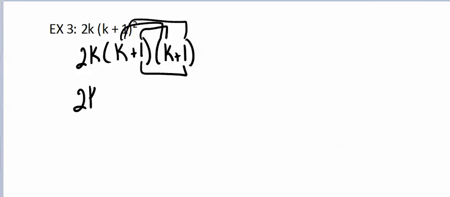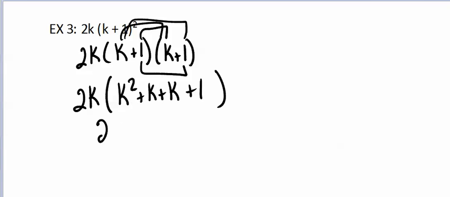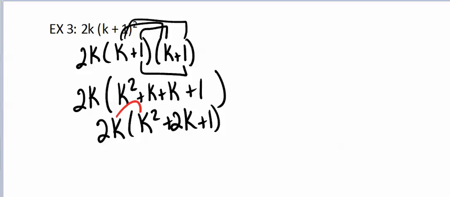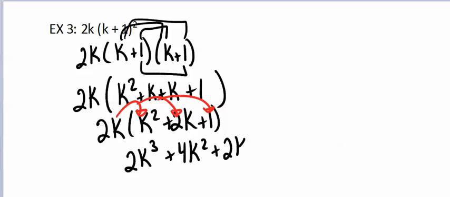So I'm going to do the 2k on the outside and I'm going to go ahead and foil the two binomials, k squared plus k plus 1. I'll simplify to get k squared plus 2k plus 1, and then I'll distribute the 2k to each one of those terms. I'll get 2k cubed plus 4k squared plus 2k.